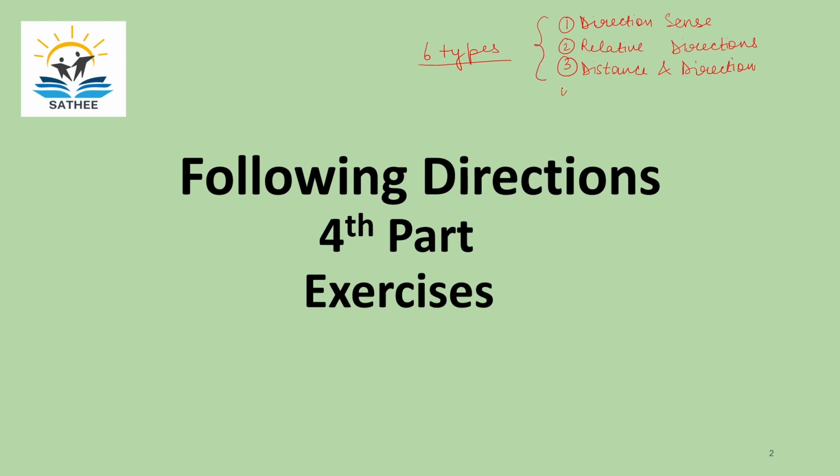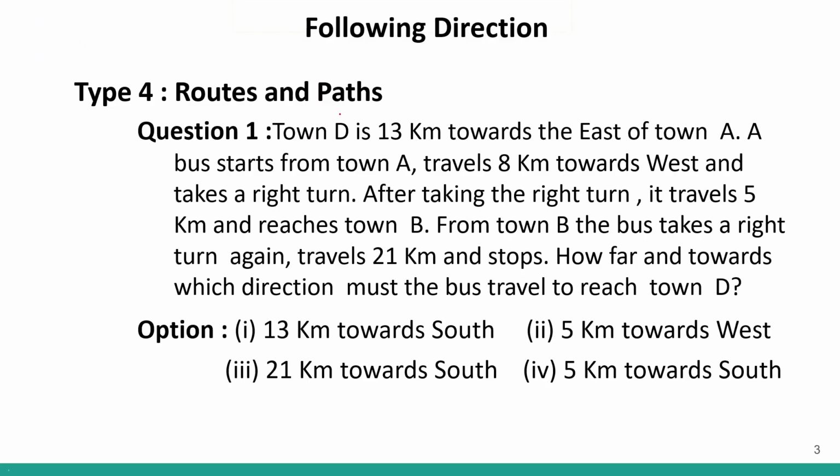Now we'll cover the other 3 types of problems, that is routes and paths, coded direction and distance, and we'll also cover turns and rotation. So we'll discuss the remaining 3 types today. Let us start with the first type, which is routes and path. In these types of questions, we are given an entire path or an entire route, and we have to answer the question based on that.